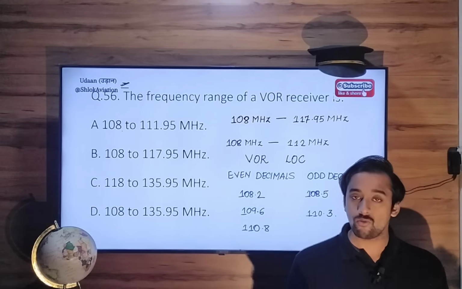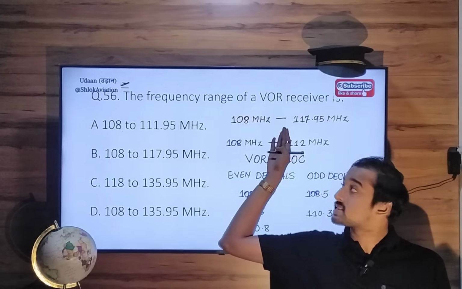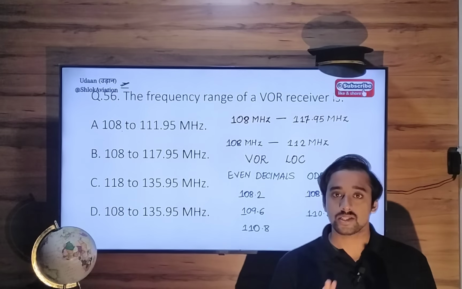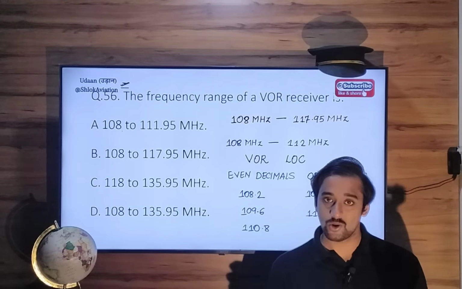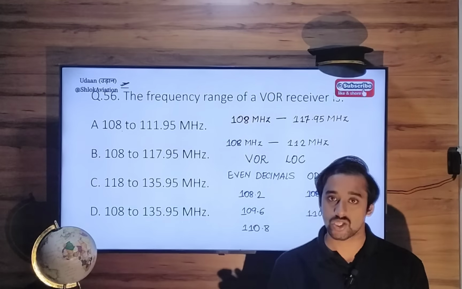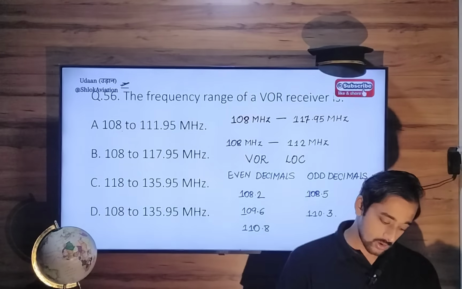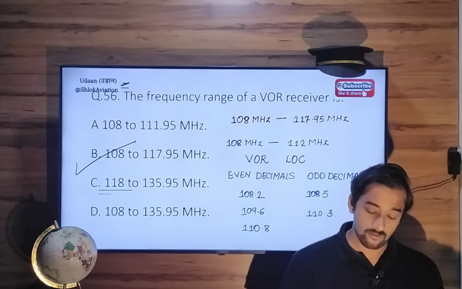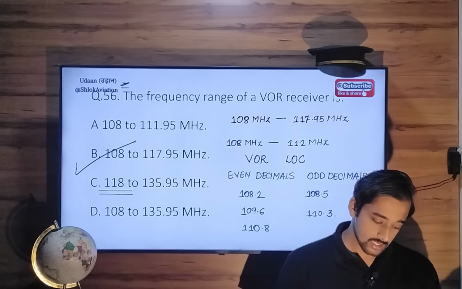Okay. Beyond 112 megahertz, starting from 112 up to 117.95, all frequencies are exclusively available to VOR. Only between 108 and 112 the frequencies get distributed between VOR and localizer. So correct option will be option B. Option C is for VHF frequencies, communication frequencies. That's it.